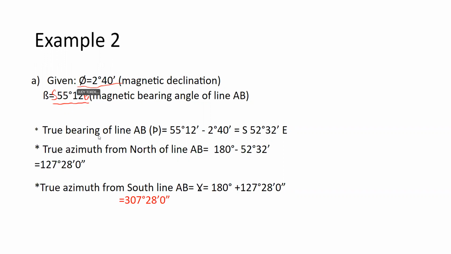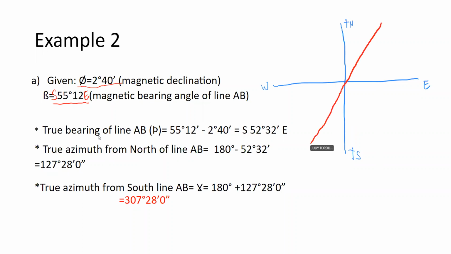So, drawing ulit tayo. Una mong i-drawing is yung true north and true south mo. So, this is your true north, this is your true south, this is your east, and this is your west. Then, meron ka daw magnetic declination of 2 degree and 40 minutes. So, that would be your magnetic meridian, naka-decline. So, nandito siya. So, this would be your 2 degree 40 minutes. Tapos, eto, this will be your magnetic meridian.